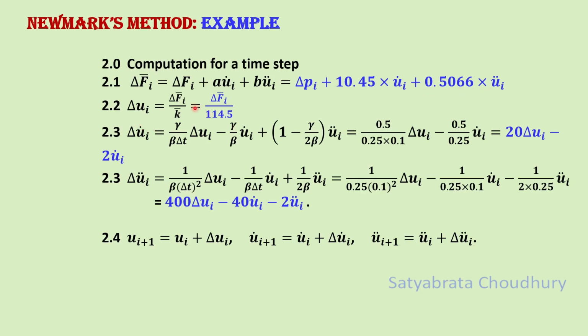So delta ui equals delta fi bar by k bar. So this is given numerically through this expression. The velocity expression comes as 20 delta ui minus 2 ui dot. Similarly, the acceleration increment expression is given through 400 delta ui minus 40 ui dot minus 2 ui double dot. And we know the final values are given as the initial value plus the incremental values.